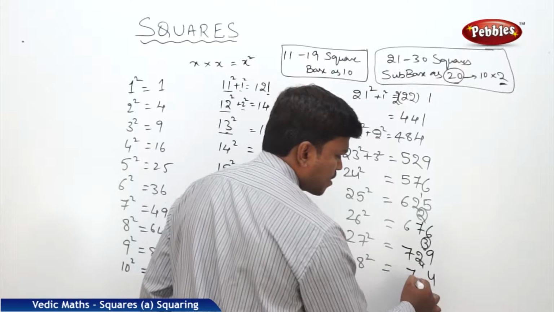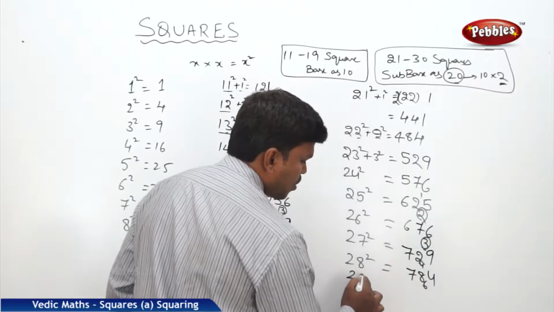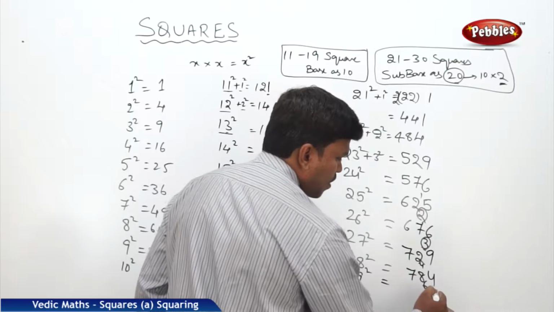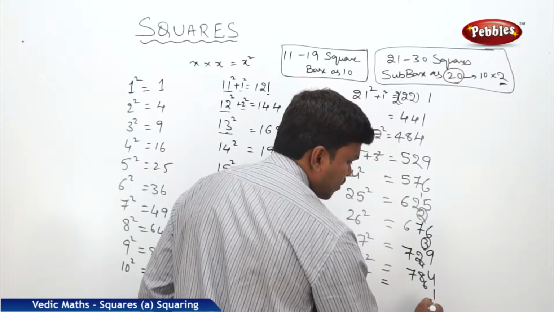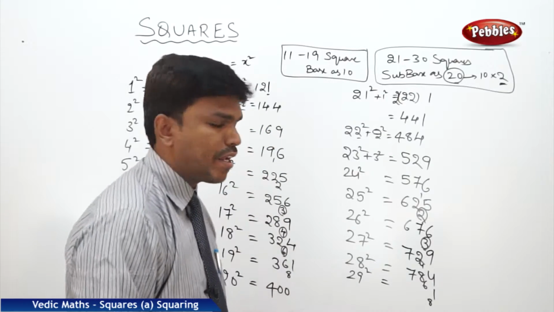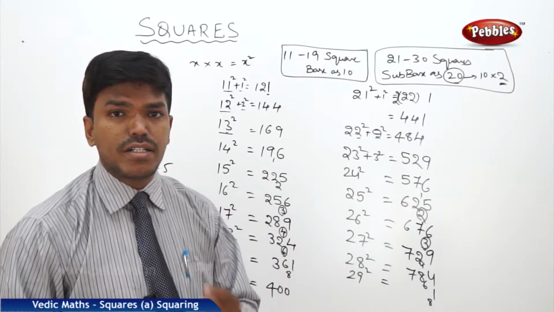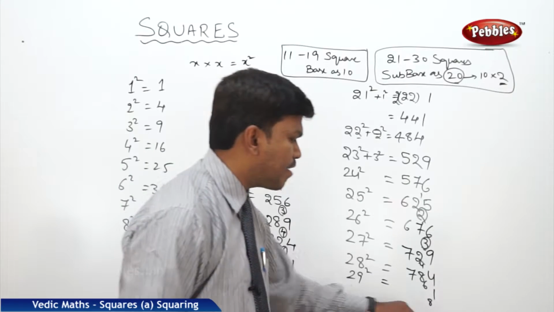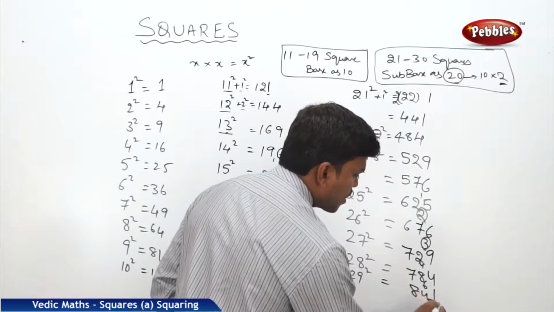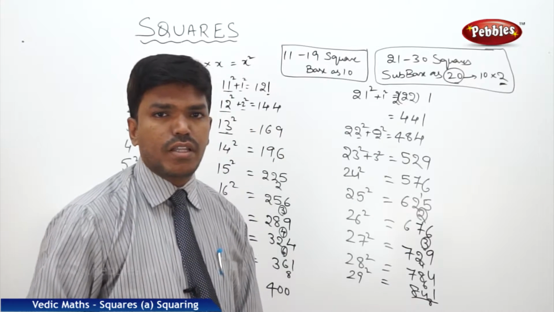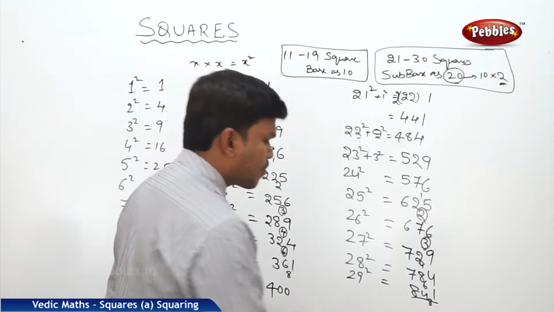72 plus 6, 78. 29 square. 9 square is 81. Drop 1, carry 8. 29 plus 9, 38. 38 double, 76. 76 plus 8, 84. So answer is 841. Now anyway, 30 square everybody knows. So what is 30 square?